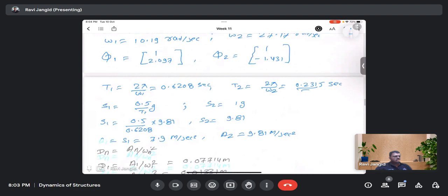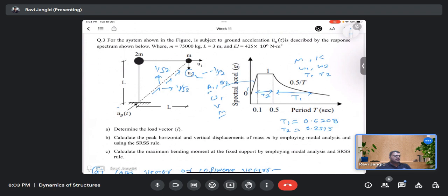For this mass matrix, if you apply a unit acceleration in the u1 direction, how much mass would be displaced? That mass will also go to the unit, and the 2m will go there as well. So your m11 would be 3m. And when you apply a unit acceleration in the u2 direction, then only this mass will go in the downward direction. So that m22 would be m. Clear?